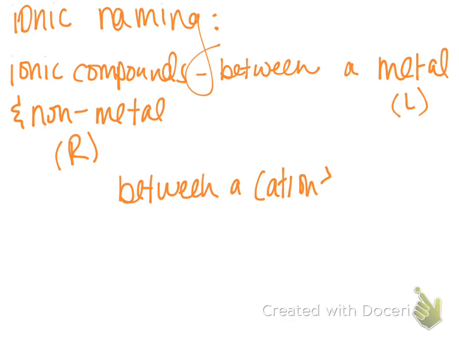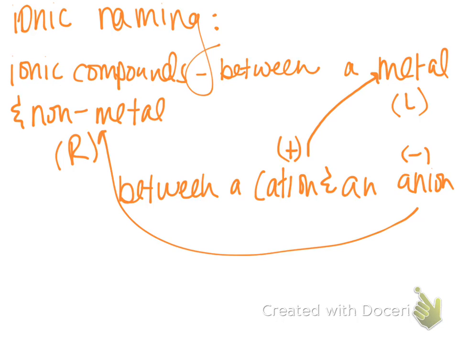Another way you can think of ionic compounds is between a cation and an anion. Cations have what types of charges? Cations have positive charges. So cations are positively charged, anions are negatively charged. Cations are usually always metals. Anions are usually always nonmetals. So they mean essentially the same types of elements and types of atoms. They just have two different ways you can think about it. A metal and a nonmetal, or a cation and an anion.